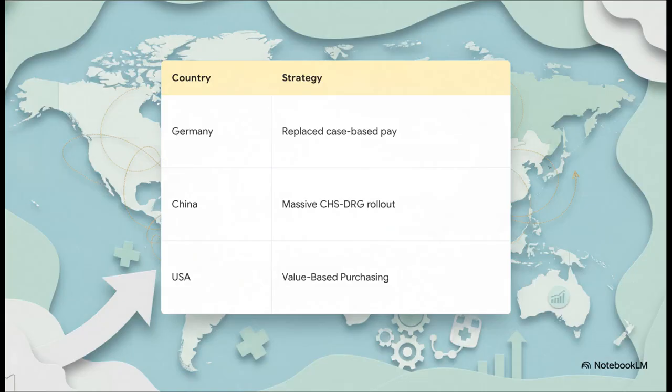Because, you see, this is definitely not just an American phenomenon. While the U.S. is busy iterating toward value-based purchasing, other nations are absolutely sprinting with the DRG framework. Take China, for instance. They're undertaking this massive, top-down transition across various pilot cities right now, all to achieve universal health coverage. It really proves how adaptable this fiscal instrument is globally.